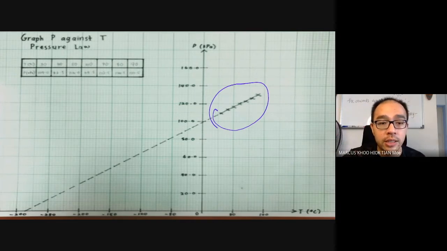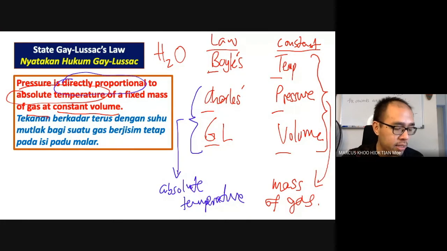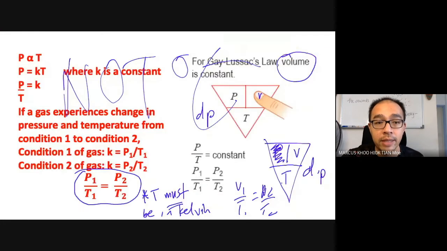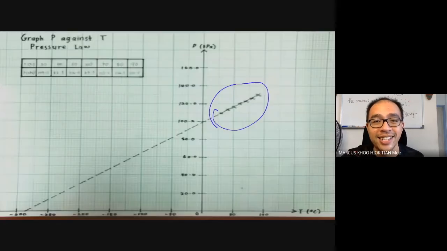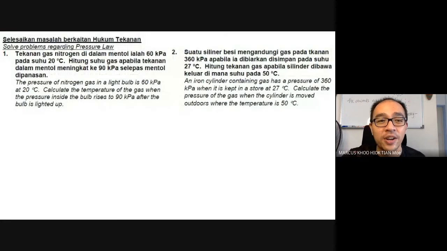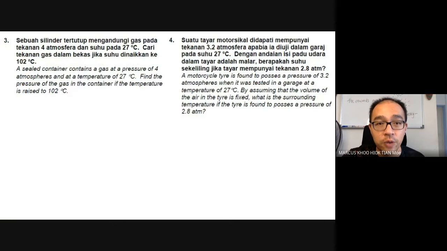So after the experiment, this is the statement of Gay-Lussac's law. This is the mathematical expression, and these are the 2 graphs. All this is before the solving problems involving pressure law. Now I don't want to show you the answers yet, because the next slide is showing you the answer. So these 2 questions, and then after that, these 2 questions.